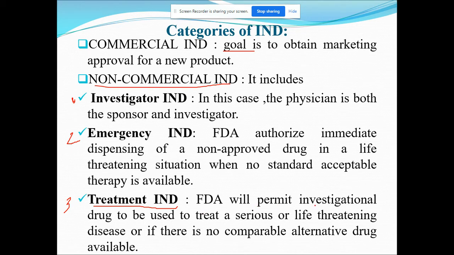FDA will permit the investigational drug to be used to treat a serious or life-threatening disease, or if there is no comparable alternative drug available. Now, in this particular category, what is happening, student? The drug is under investigation.